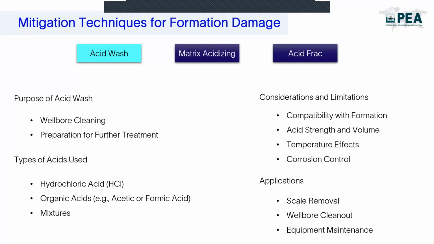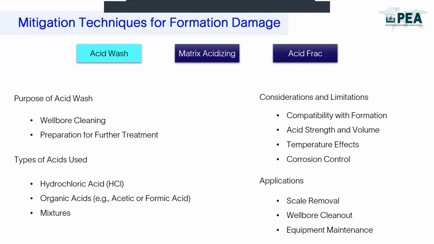Moving to the main types of acid that are used as acid wash, the most commonly used is the hydrochloric acid. This is very common in acid wash. HCl is very effective at dissolving carbonate scales like calcium carbonate and iron-based deposits. These are very dissolvable and easy to vanish when interacting with the HCl.